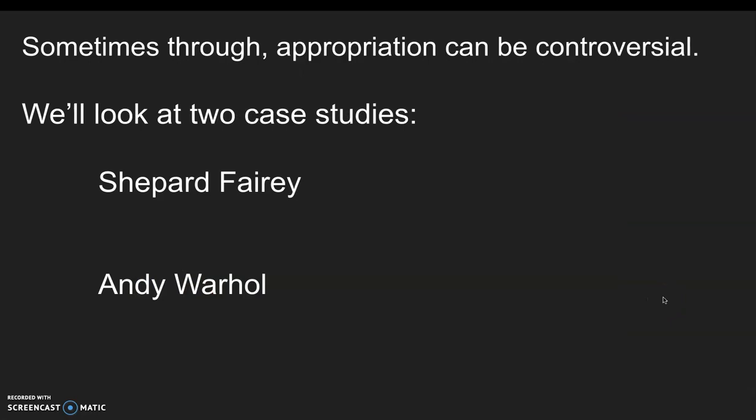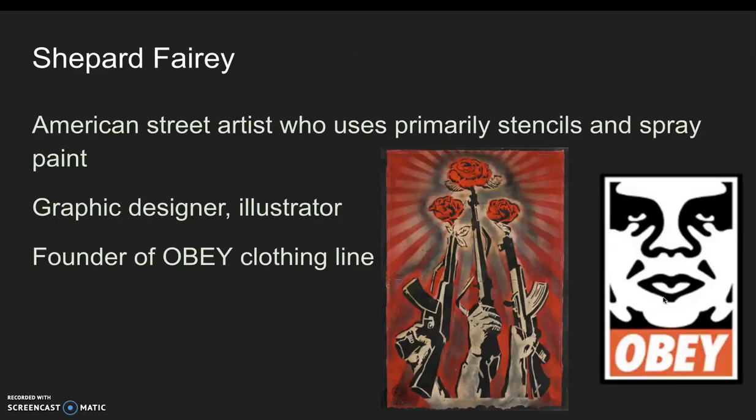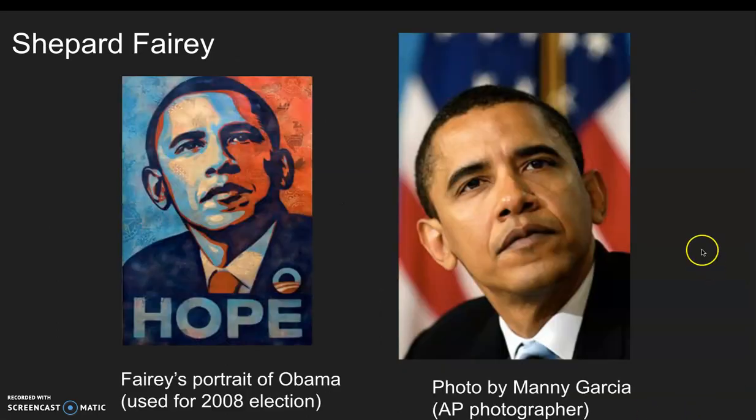So we're going to be looking at two case studies by these two different two-dimensional artists, Shepard Fairey and Andy Warhol. Who is Shepard Fairey? He is an American street artist who uses stencils and spray paint. He's actually founder of the Obey clothing line, which you sometimes can find in stores. He's a graphic designer. He's an illustrator.